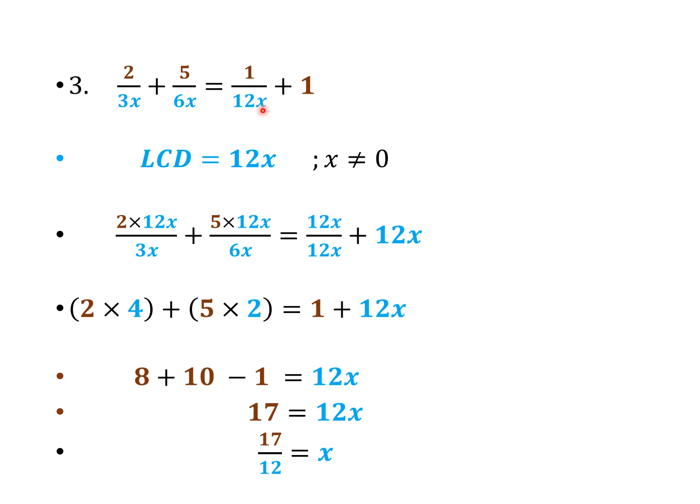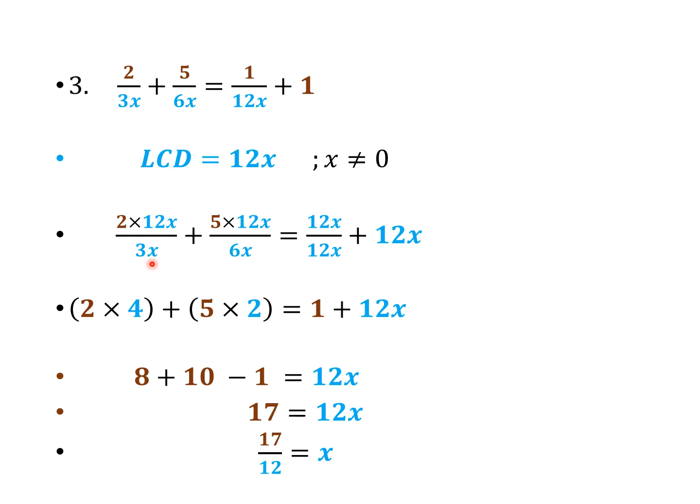Remember, I want to get rid of everything at the bottom. So each term has an x, therefore I'm going to multiply by 12x. So the lowest common denominator: 2 times 12x divided by 3x, plus 5 times 12x divided by 6x, equals 1 times 12x, which is 12x over 12x, plus 1 times 12x, which is 12x.